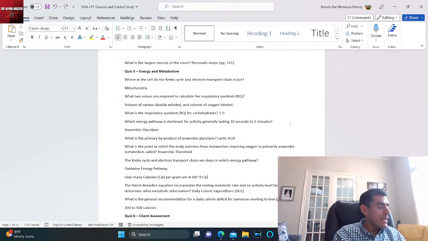How many calories per gram are in a fat? For a fat, you have 9 calories per gram.